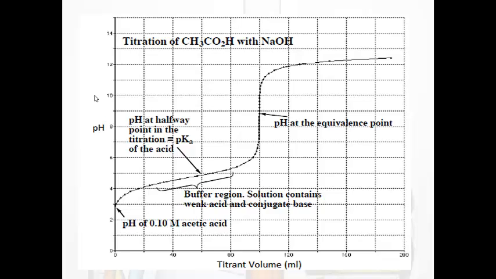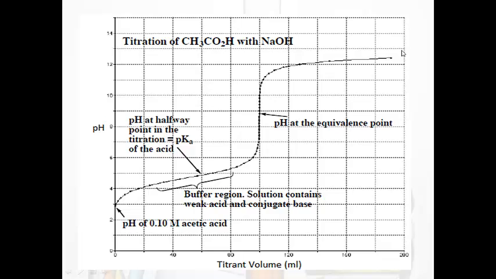Now, if I didn't tell you this was a weak acid and you just had this curve, you could certainly figure out that it was a weak acid. First of all, look at the starting point. Before we add any strong base at all, the pH of the solution is less than 7. That means it started out as an acid. As we add base, it increases in pH. We have a sharp change in pH here, and then it levels out again.